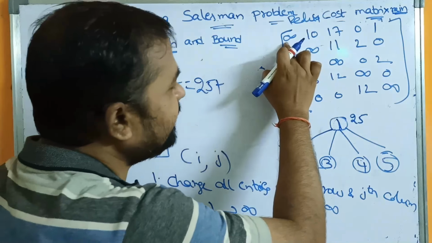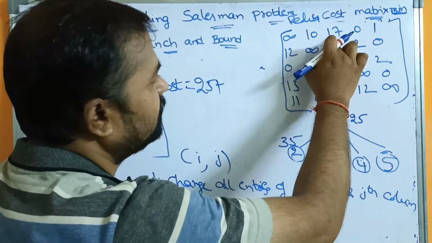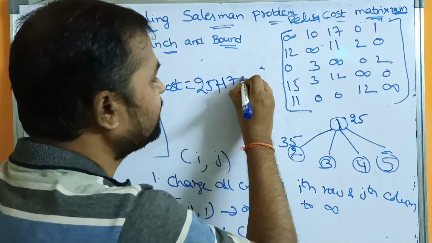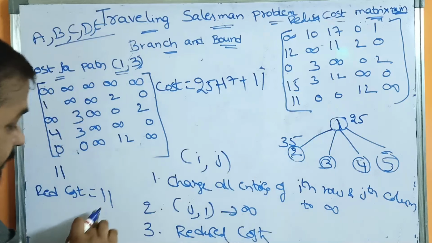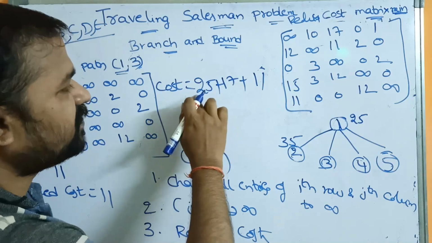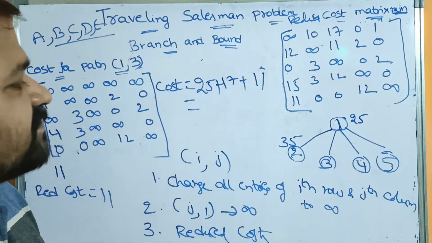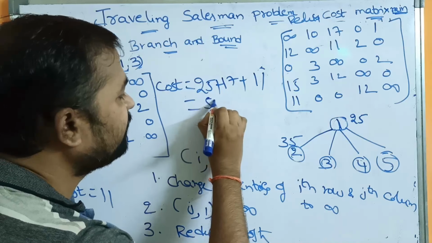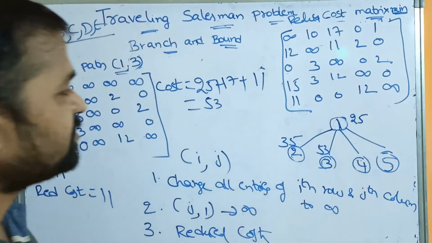So what is the edge cost from 1 to 3? This is the first row and this is the third cell. That is 17 plus reduction cost. What is the reduction cost? That is 11. So 25 plus 11 means what? 36. So 36 plus 17 means 53. So 53 is nothing but the edge cost from first node to third node.